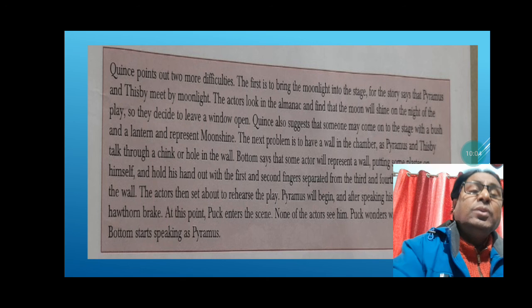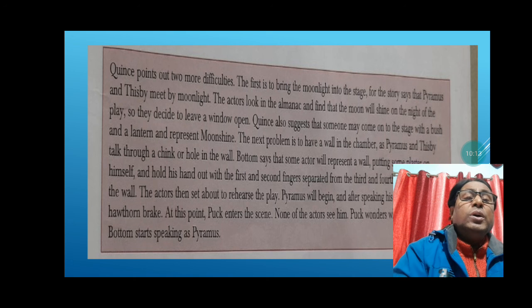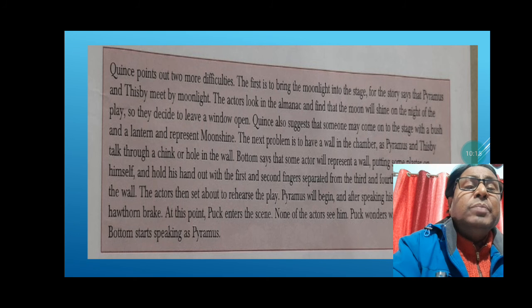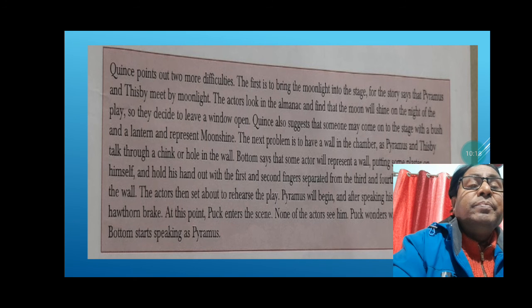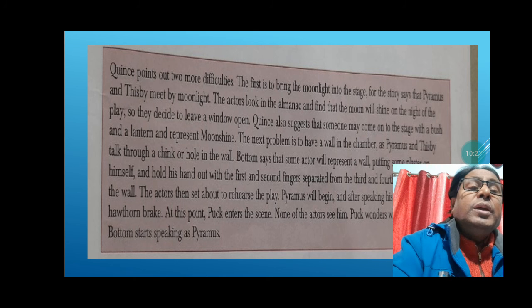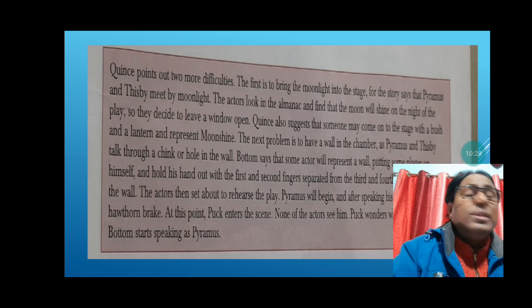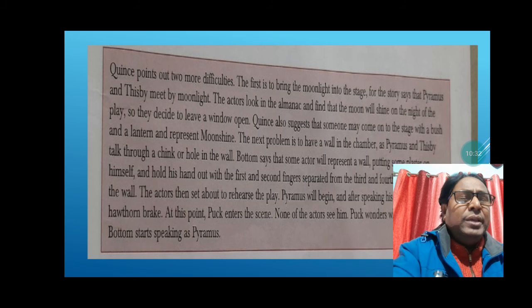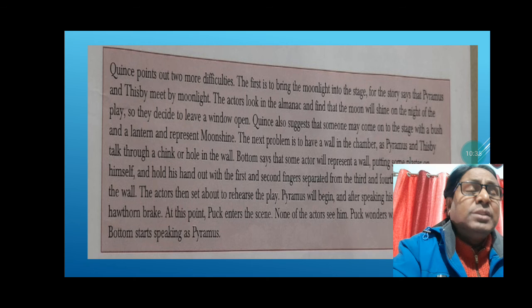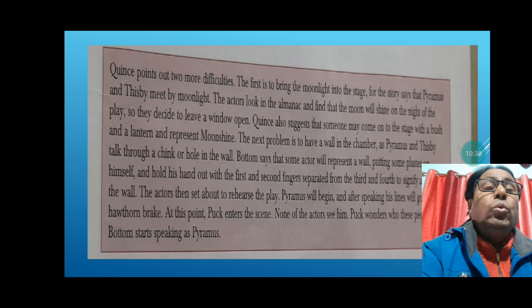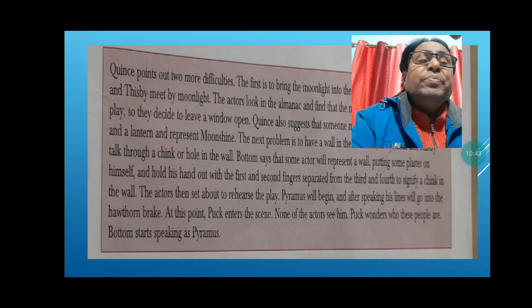One of the persons would come there with a lantern and some bush, and the light of the moon could be presented through the lantern. The next problem is to have a wall in the chamber, as Pyramus and Thisbe talk through a chink. What is a chink? A narrow gap, a narrow opening, through which the light enters the room. That is a chink, or a hole you can say. So a chink or a hole in the wall was required.